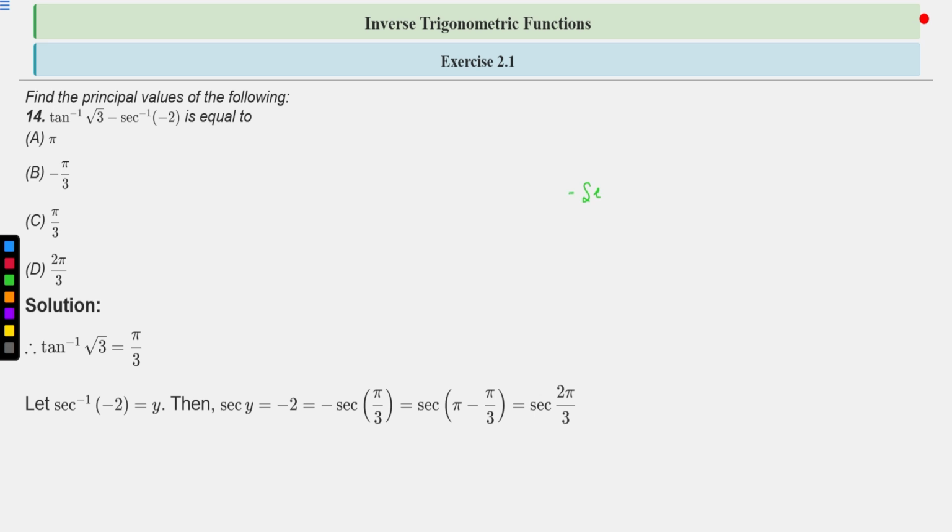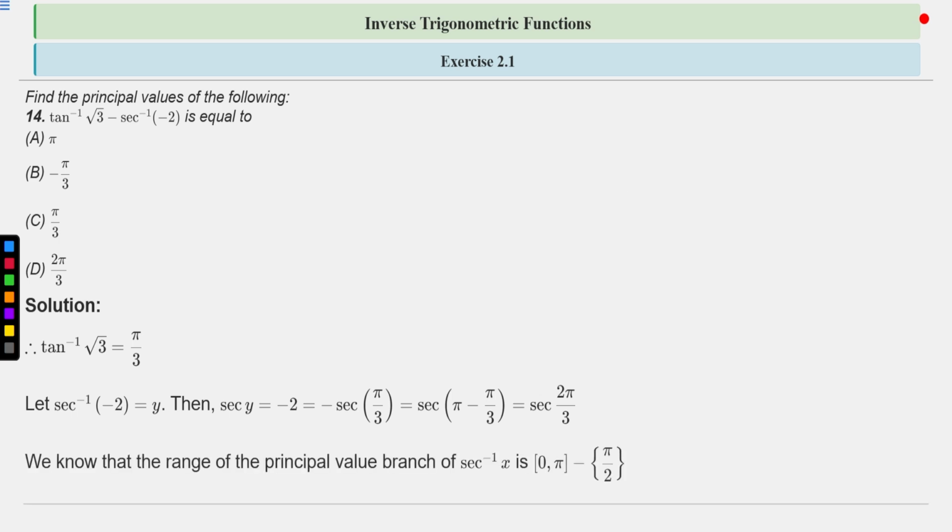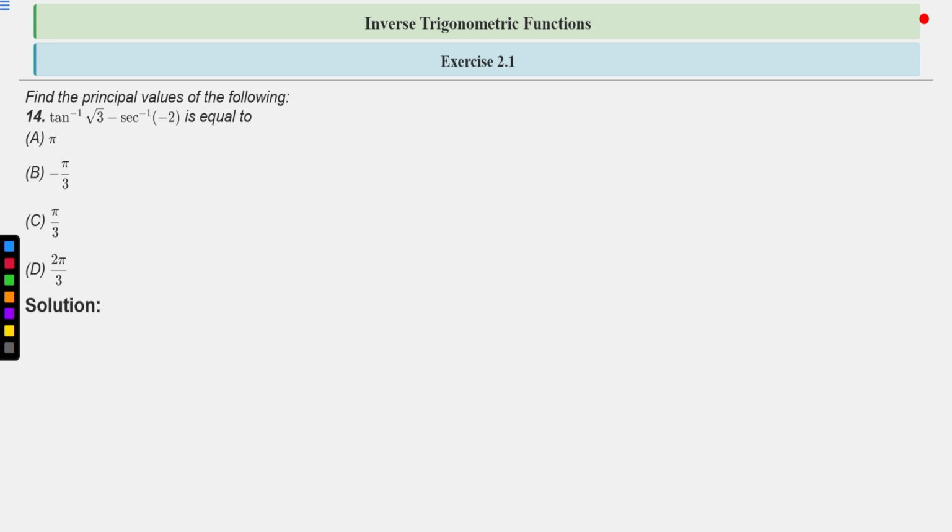Now we know that minus of sec theta is equal to sec of pi minus theta. So we can write minus of sec pi by 3 as sec of pi minus pi by 3, which is equal to sec of 2 pi by 3. Got it? Now we know that the range of the principal value branch of sec inverse is 0 to pi except pi by 2. So sec inverse minus 2 will be equal to 2 pi by 3, isn't it?